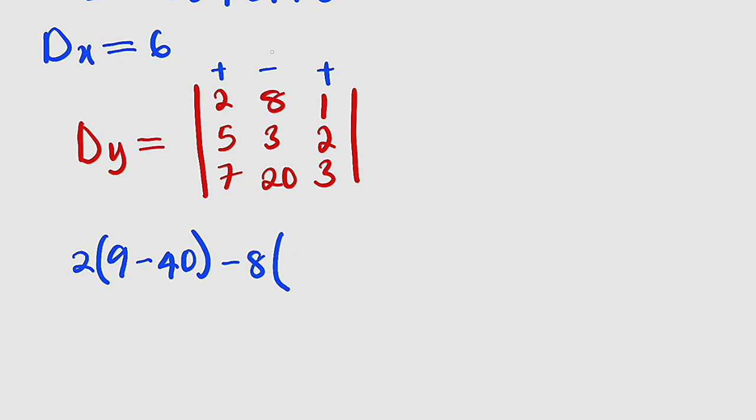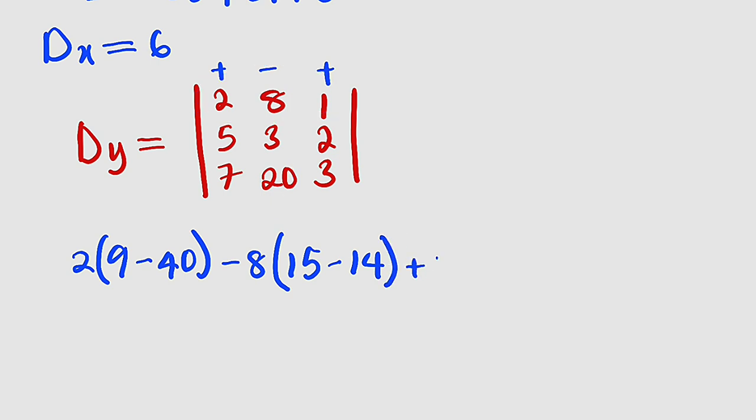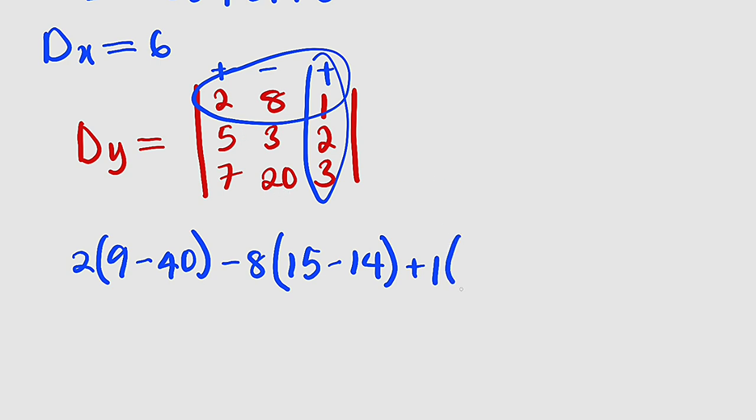Open a bracket, close this, close that. You have 5 times 3, which is 15, minus 7 times 2, which is 14. Then lastly, we have plus 1. You close these, you close these. We have 5 times 20, which is 100, minus 7 times 3, which is 21.